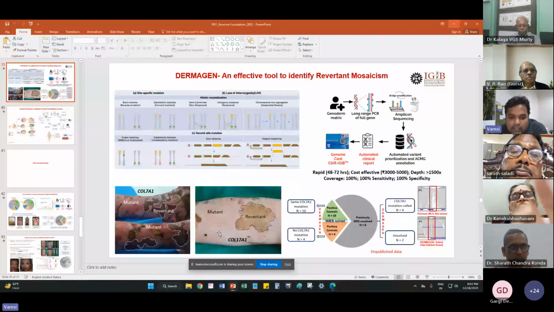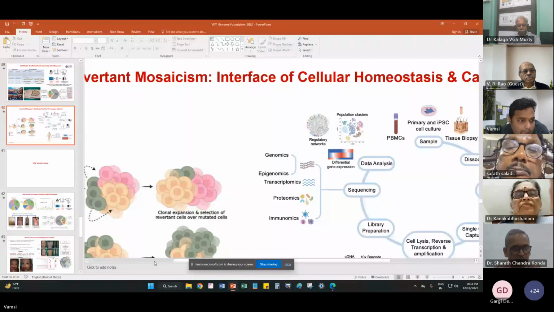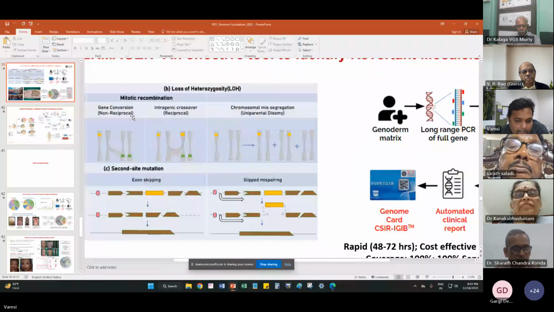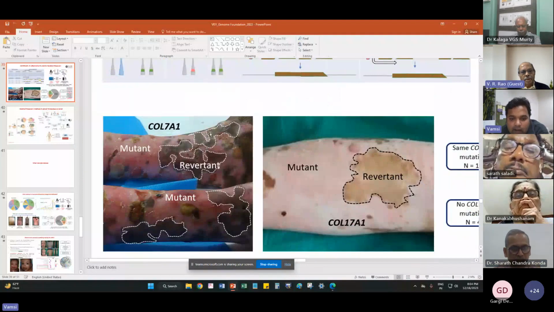So now you can see this is an area that is all affected. Within that area, this has also developed vitiligo. Within that area, you would see this apparently normal looking area. Even over here, you would observe these normal looking patches within the diseased area. This is what we are currently looking at as possible revertant patches.